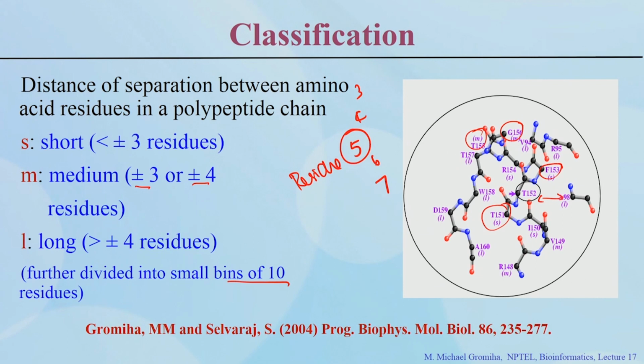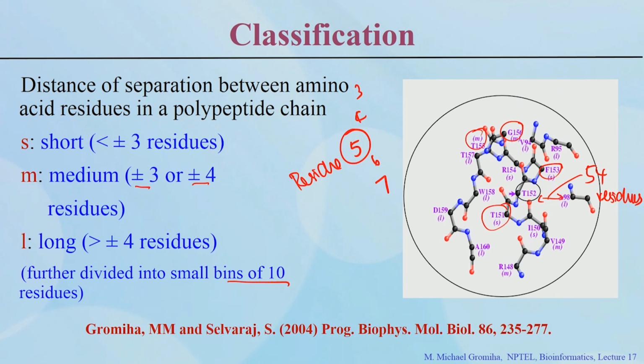What is the distance at the sequence level? 54 residues. So, they are far away in the sequence. So, these residues contribute long range contacts.